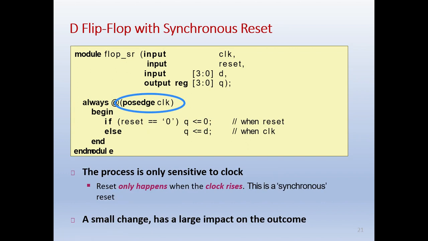Synchronous reset means you don't give any reset condition in the always at statement. Simply we can give it as if reset is equal to 0. This is for synchronous reset. For asynchronous reset, we have to give negative edge reset as a condition there. A synchronous reset only happens when the clock rises.